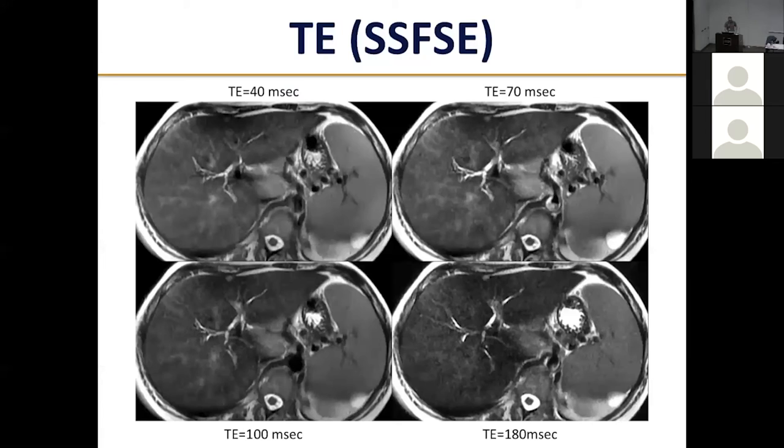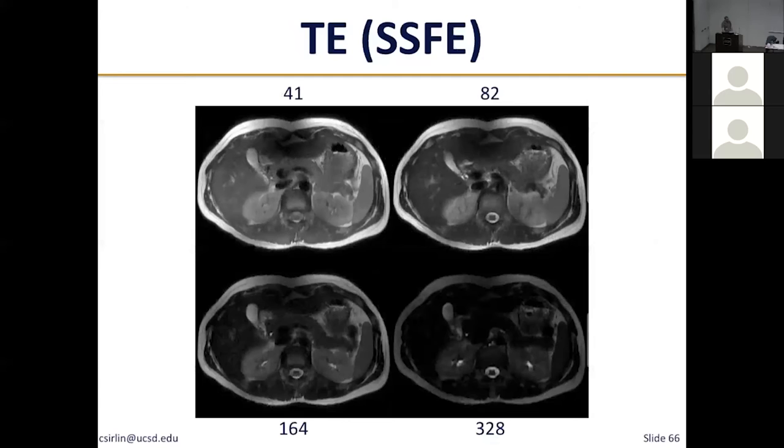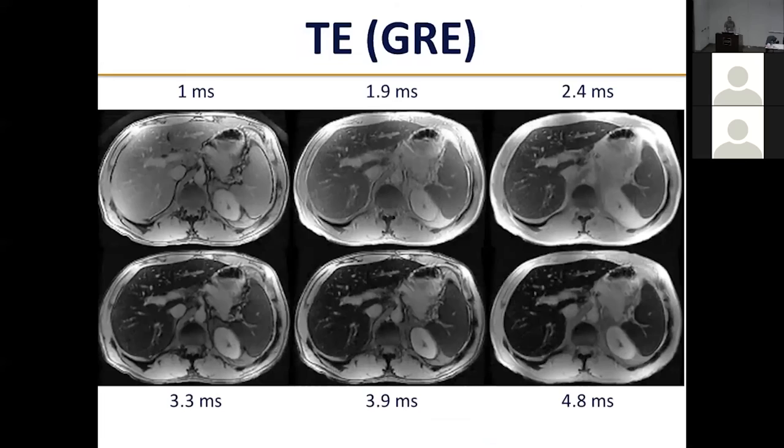At any rate, another thing I want to point out is that on spin echo sequences, the range of TEs might go from, say, 40 to 180, or even as shown on the previous example, from 40 to 300 or something like that. That's on spin echo type sequences. On gradient echo sequences, we lose signal much more rapidly, so the echo range tends to be shorter. So here we're looking at liver and spleen going from 1 millisecond down to 4.8 milliseconds. And notice again, we see a similar pattern. As the TE increases, we lose signal to noise, things get darker, but also notice that the range of echo times is much shorter on gradient echo sequences.